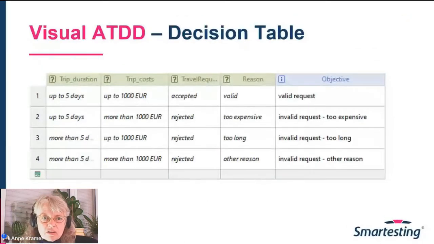For example, this is the decision table for when the travel request is accepted or not. If it's up to 5 days and it does not cost more than 1,000 euros, then it is accepted, and the reason displayed to Peter is that it is a valid request. If it's up to 5 days, but more expensive, then it's rejected because it's too expensive. If it's more than 5 days, but not too expensive, it's still rejected because it's too long. And if it's too long and too expensive, then there may be another reason.